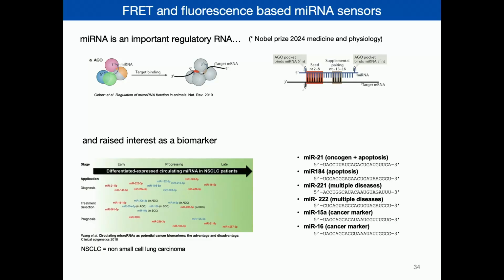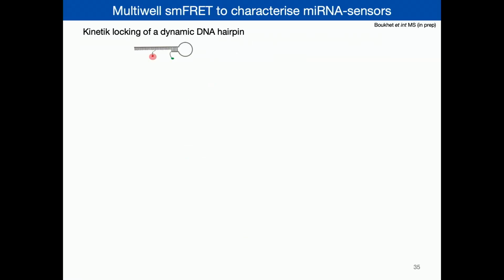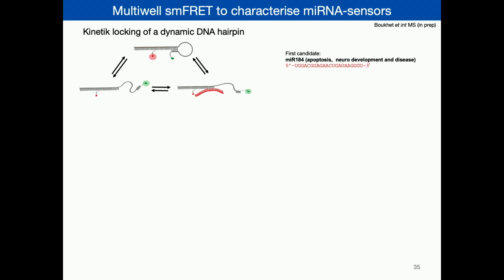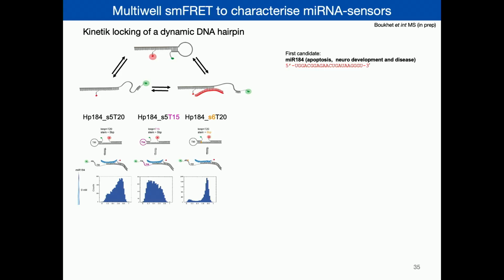So we thought, let's develop a microRNA sensor that can maybe help with a diagnosis platform, because there are a few different problems with the current systems. And the system is very simple. We take a hairpin. The hairpin opens and closes, and then we encode a sequence in the hairpin that is complementary to the microRNA, and then we basically kinetically lock the hairpin in a low FRET state in this case, for instance. So the first target that we tried is microRNA 184, and this is something that we screened with this 96 well plate assay, where we designed different DNA variants and used also different microRNAs.